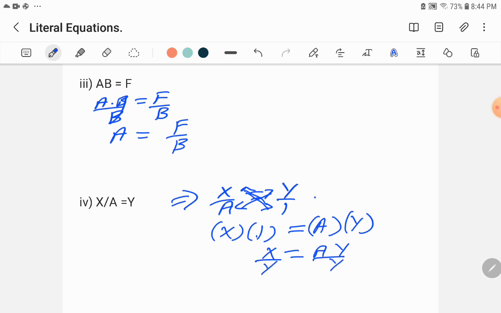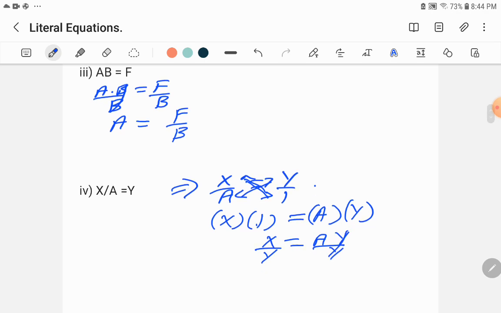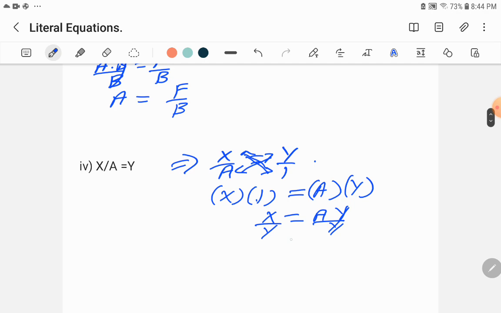And we have to divide both sides by y. The y's cancel out, leaving x over y equal to a. Okay, so that's one way of doing it.